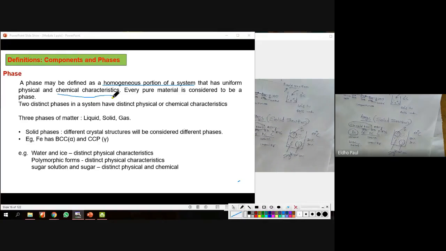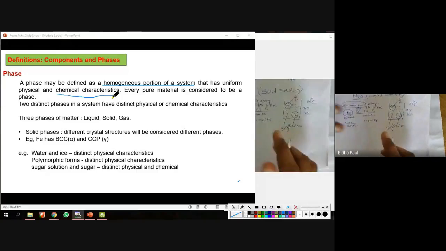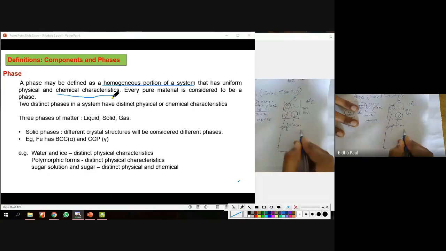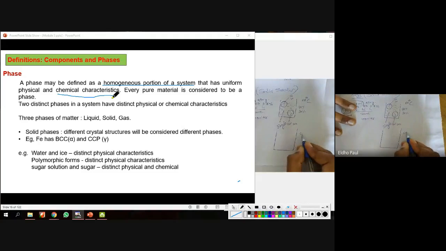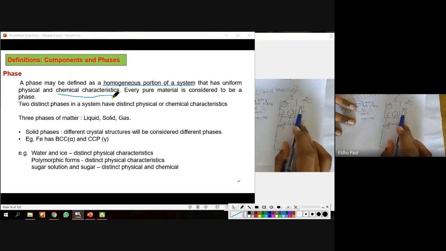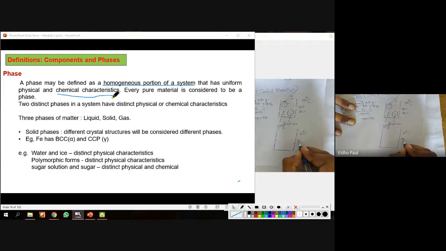Okay. So again, next I am taking a beaker, 60 degrees Celsius. So this is the solubility limit, 70% and 30%. I am here adding an extra 5% of sugar. So 75% and 25%, 75% sugar and 25% water.